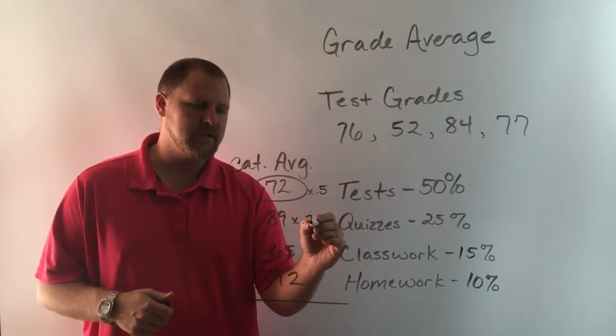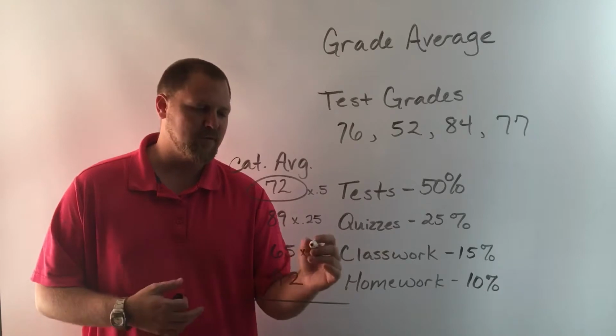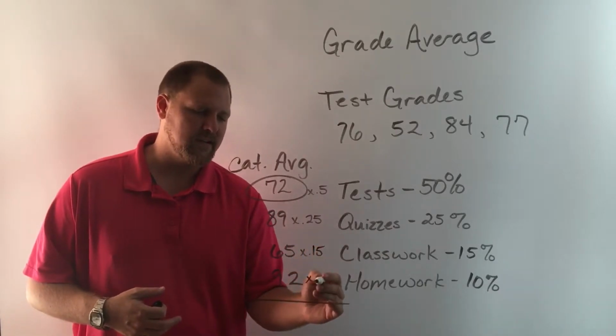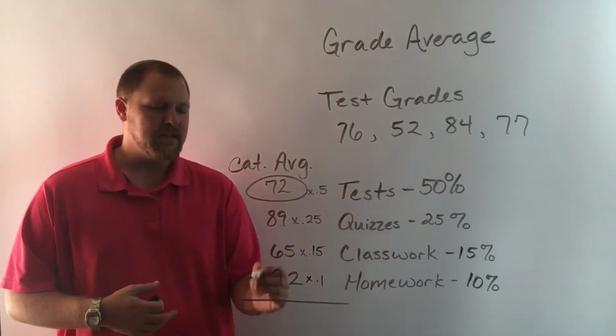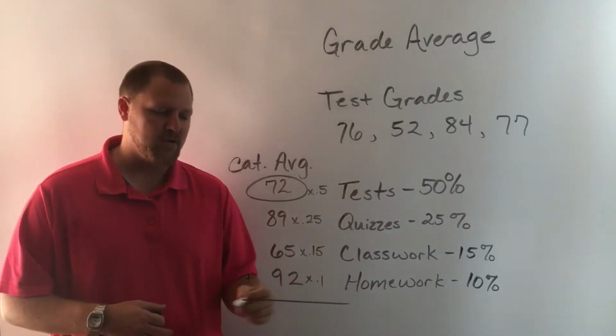Again, reiterate several of these concepts here. We're going to multiply by the decimal form of a percent because that's how the calculator operates. And then after you multiply by each category and their percent, you then add them all together.